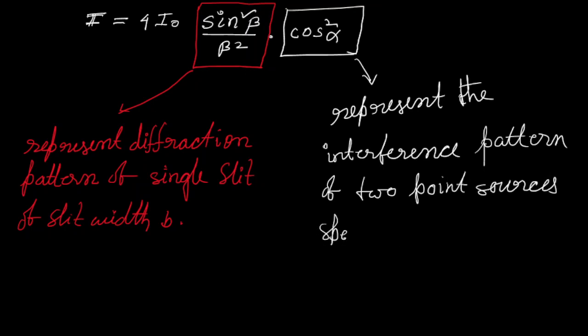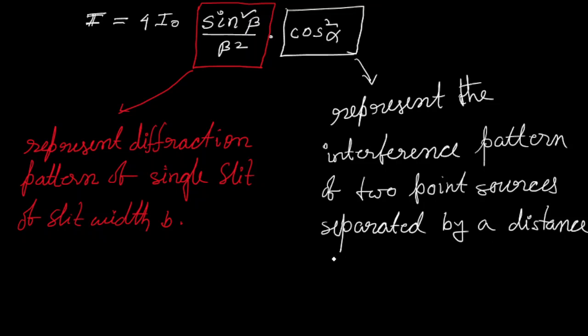separated by a distance d. Okay, so the intensity distribution term associated with the double slit experiment consists of two different terms, where one term is associated with the diffraction pattern of a single slit and the other term represents the interference pattern of 2-point source.